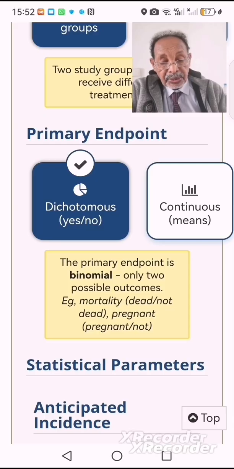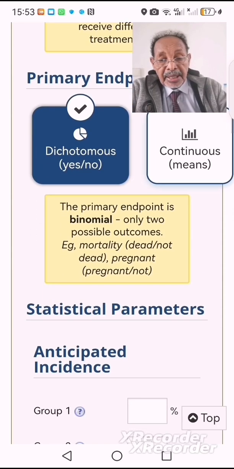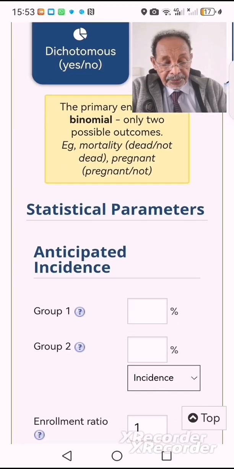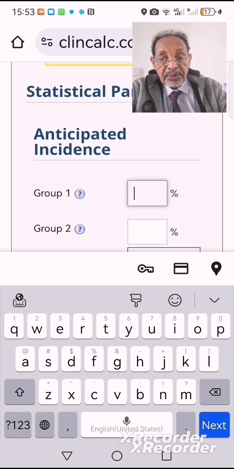It can be case control in 2 groups. And then we can just enter our data. Here we enter the anticipated incidence. The incidence in group 1 of infection rate, surgical site infection rate, we expected, say, it would be 8%.